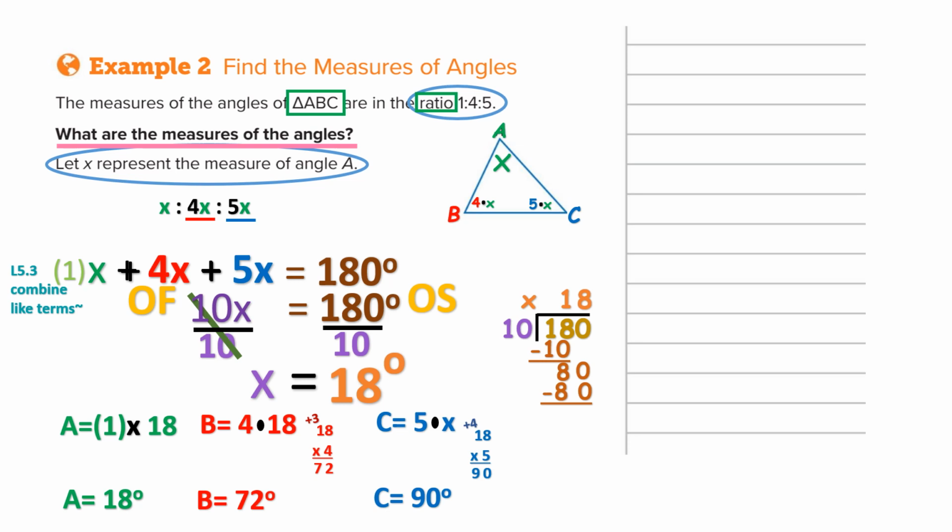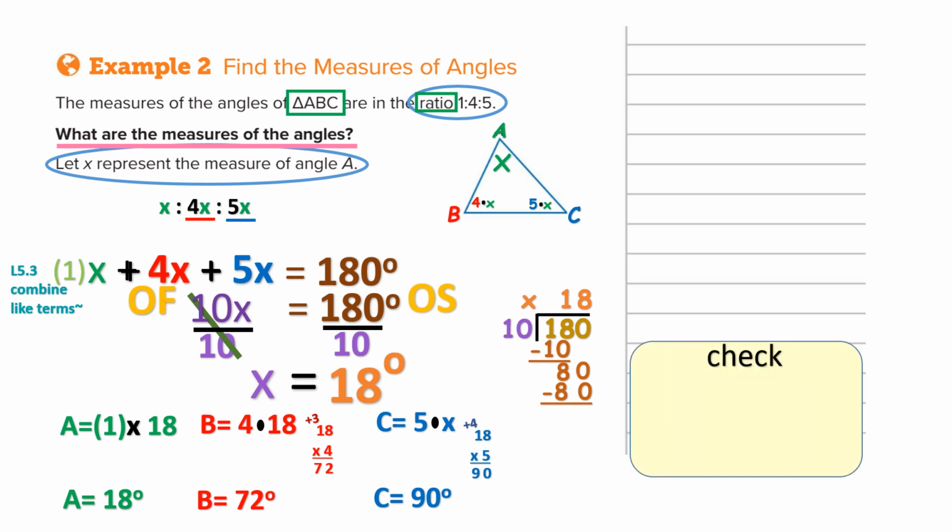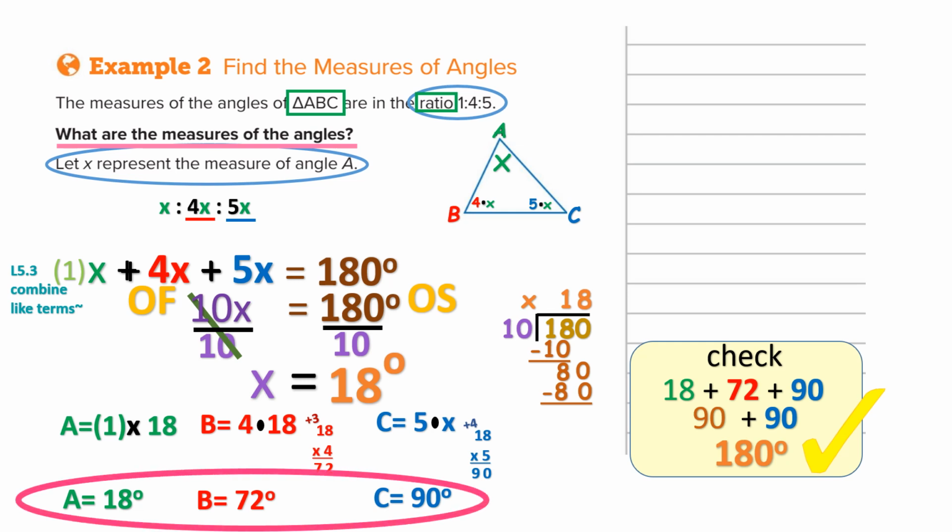So we found the measurement for all three angles of our triangle just by being told the ratio that they are in comparison to one another. But I want to check that real quick. And once again, a quick check for these is I want to add them all together and see if I get to 180 degrees. And 18 plus 72 gives me 90, and once again, 90 plus 90, that's 180 degrees. So I know my answers are correct.